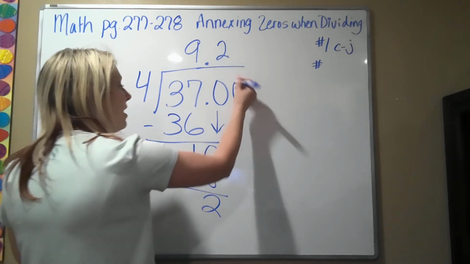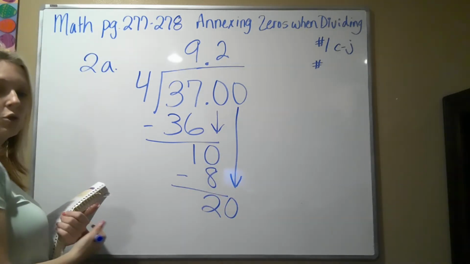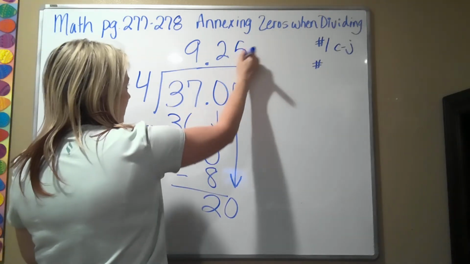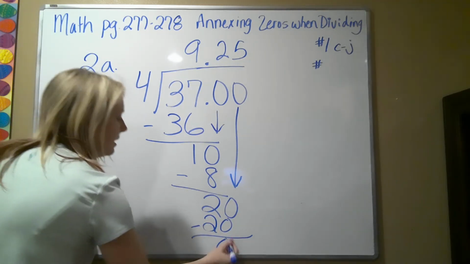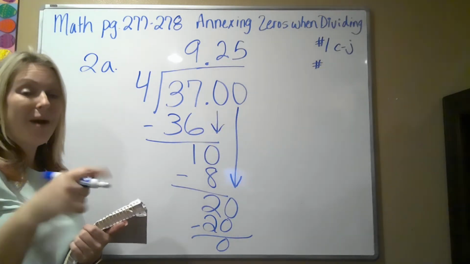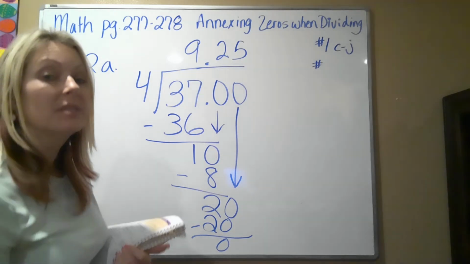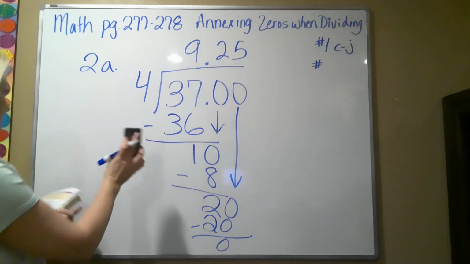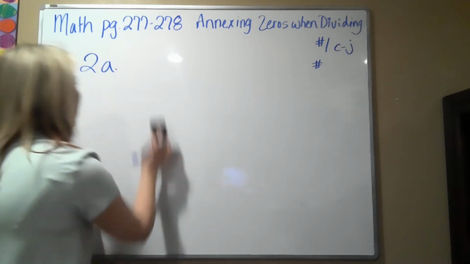So I'm going to add another 0, and bring that down, and that gives me 20, and 4 goes into 20 how many times? 5 times. 5 times 4 is 20, and I can subtract and get my 0. So in this case, I didn't only add 1 zero, I actually had to add 2 zeros. See how that worked? This is called annexing zeros, adding the zeros. That was 2A. Let's go ahead and do 2B together.